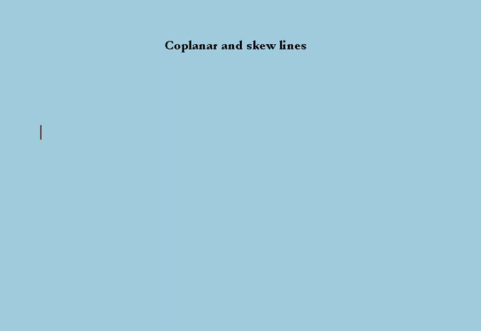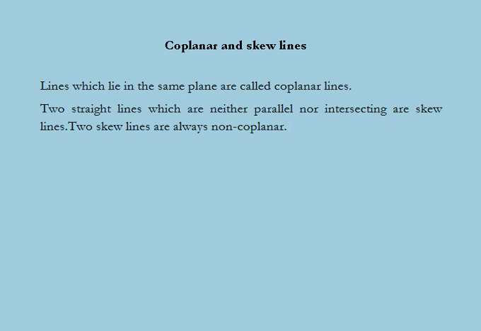Next we are going to discuss the coplanar and skew lines. The lines that lie in the same plane are known as coplanar lines. In fact, two parallel lines or two intersecting lines always lie in a plane. Thus, two lines are coplanar if and only if they are either parallel or intersecting. Next, we are going to consider skew lines. Two straight lines which are neither parallel nor intersecting are called skew lines. Two skew lines are always non-coplanar.